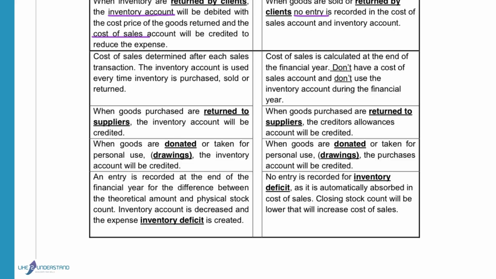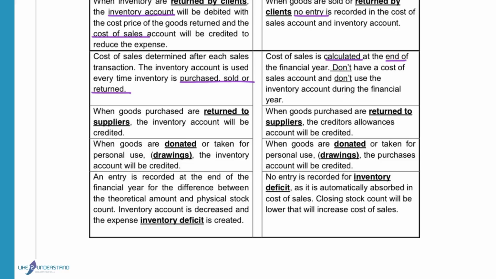The inventory account is used every time inventory is purchased, sold or returned. So you will keep a continuous record of the inventory on hand in the perpetual system because every transaction that will increase or decrease inventory will be recorded in the inventory account. In the periodic system, the cost of sales is calculated at the end of the financial year. You don't have a cost of sales account and you don't use the inventory account during the financial year.